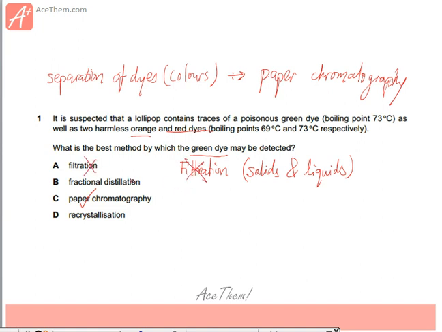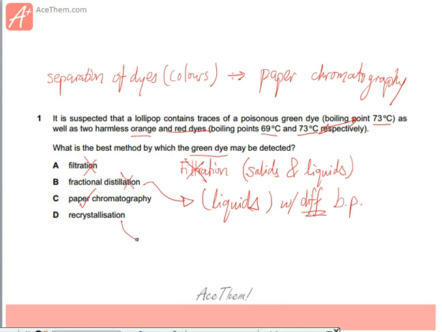Then we are looking at second, fractional distillation. When do we use fractional distillation? Fractional distillation is used to separate a mixture of liquids with very important, different boiling points. And in this case, we have boiling point 73 degrees, 69 and 73. We have two of them at 73 degrees, so it's not possible to separate these two 73 degrees components from each other. So fractional distillation cannot be used.